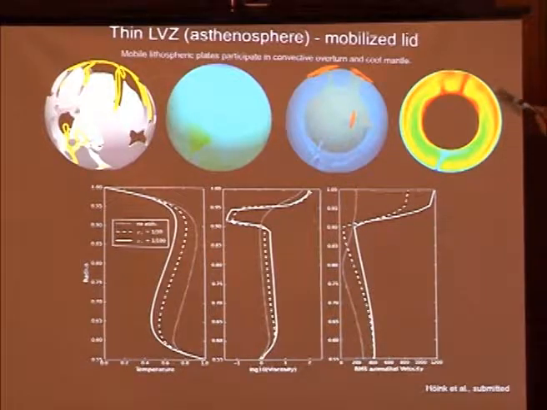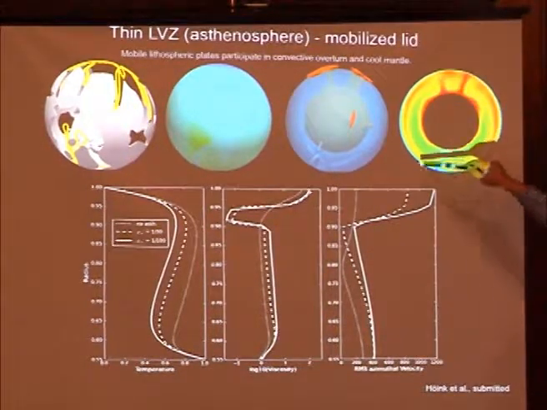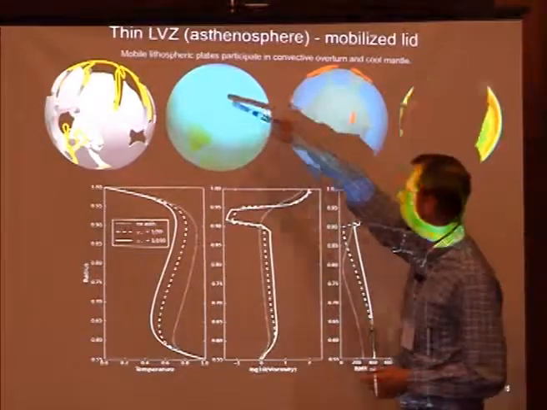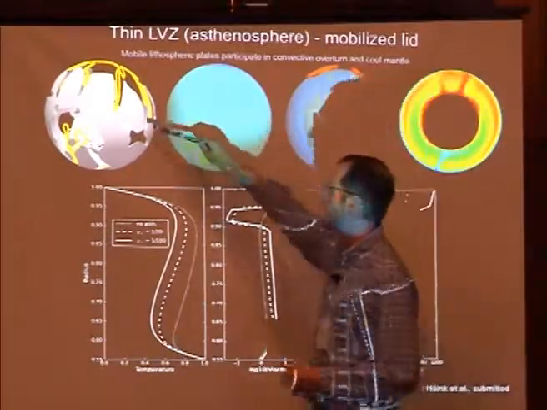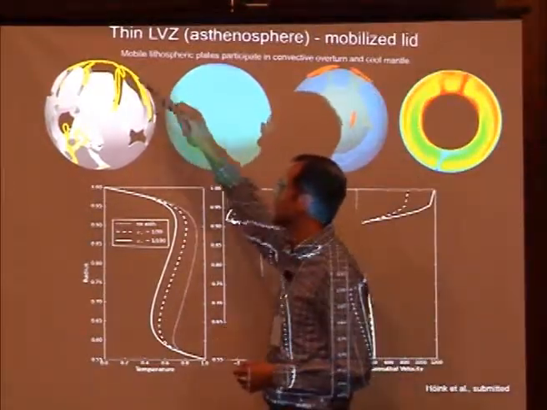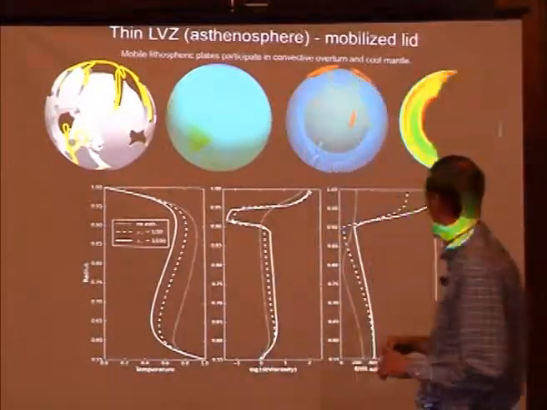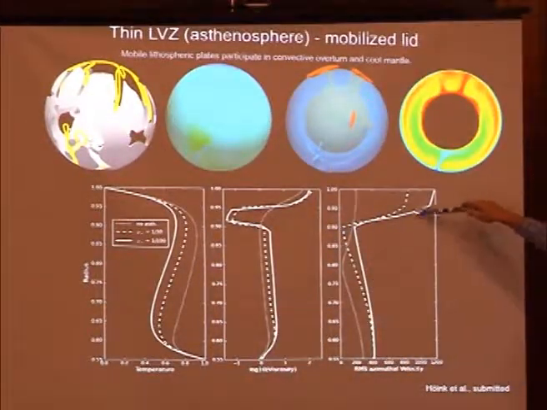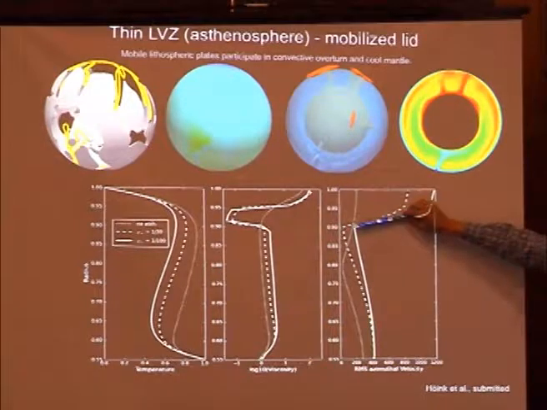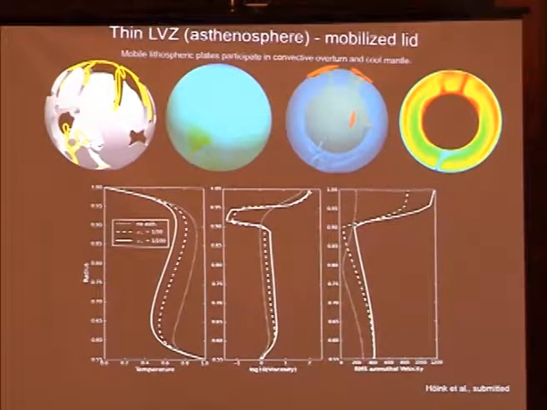In the images here, you see that we've now moved from the earlier state to a system where we have one hemisphere of upwelling. So these are upwelling regions. These are downwelling regions. Surface velocities have picked up, and plates are moving about from the divergent hemisphere to the convergent hemisphere. So surface velocities have increased, and most of the strain is accumulated here in this low viscosity region.